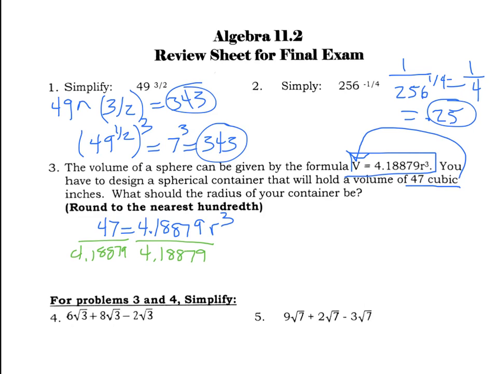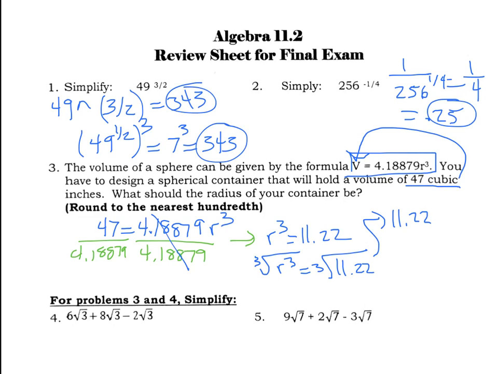47 divided by 4.18879, and I will end up with R cubed, because these cancel, equals 11.22. Now at this point I just need to cubed root both sides. So the cubed root of R cubed equals the cubed root of 11.22. And remember, on my calculator, the way I cubed root is I'm going to do 11.22 to the 1/3 power.